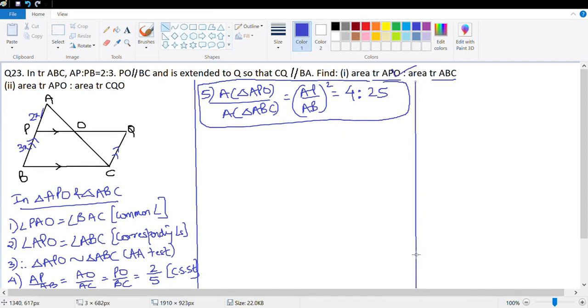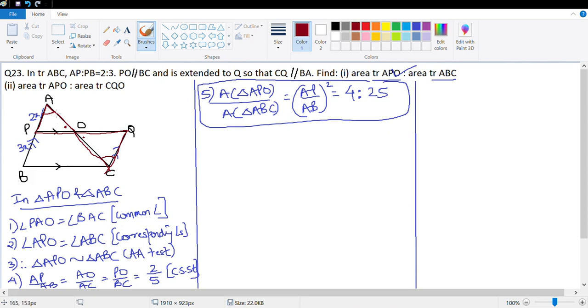Let's look at the next part of the question. The next part of the question is APO, which is this triangle here, and CQO. Again, I should be able to prove them similar because this angle here and this angle will be equal. These are vertically opposite angles, and since AB is parallel to CQ, angle A here and angle C here will be equal. These are alternate angles. So I should be able to prove them similar.